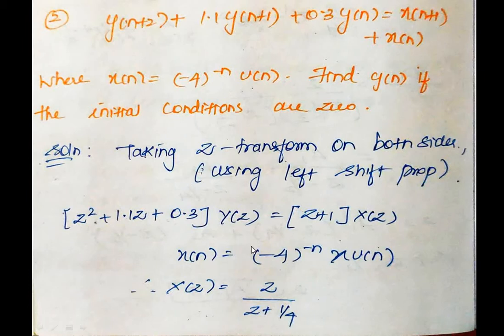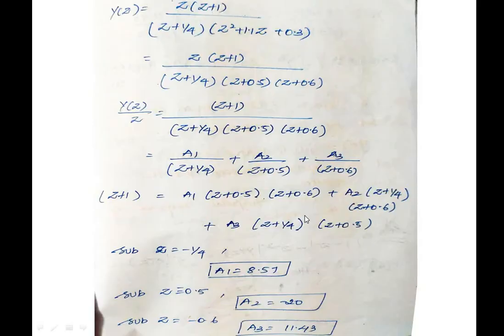Given x of n in the question is (-1/4)^n u of n. So this on Z transform gives us X(z) = z/(z + 1/4). So let's substitute this X(z) in the previous expression, and we get Y(z) = z(z + 1) / ((z + 1/4)(z² + 1.1z + 0.3)). So this second term on factorization gives us (z + 0.5) and (z + 0.6) in the denominator.